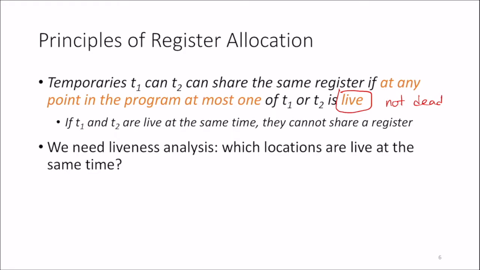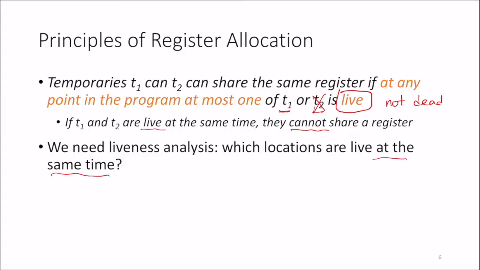Only one of them is going to be used. So T1 might be used later, or T2 is used later. If T1 is used later, I can get rid of T2 and store T1 in the register, and vice versa. And if T1 and T2 are alive at the same time, then they cannot share a register, because we need both of these values to be alive, and they can be used in the program later on. They cannot share the same register. So what we need is some kind of liveness analysis, like which locations are live at the same time.